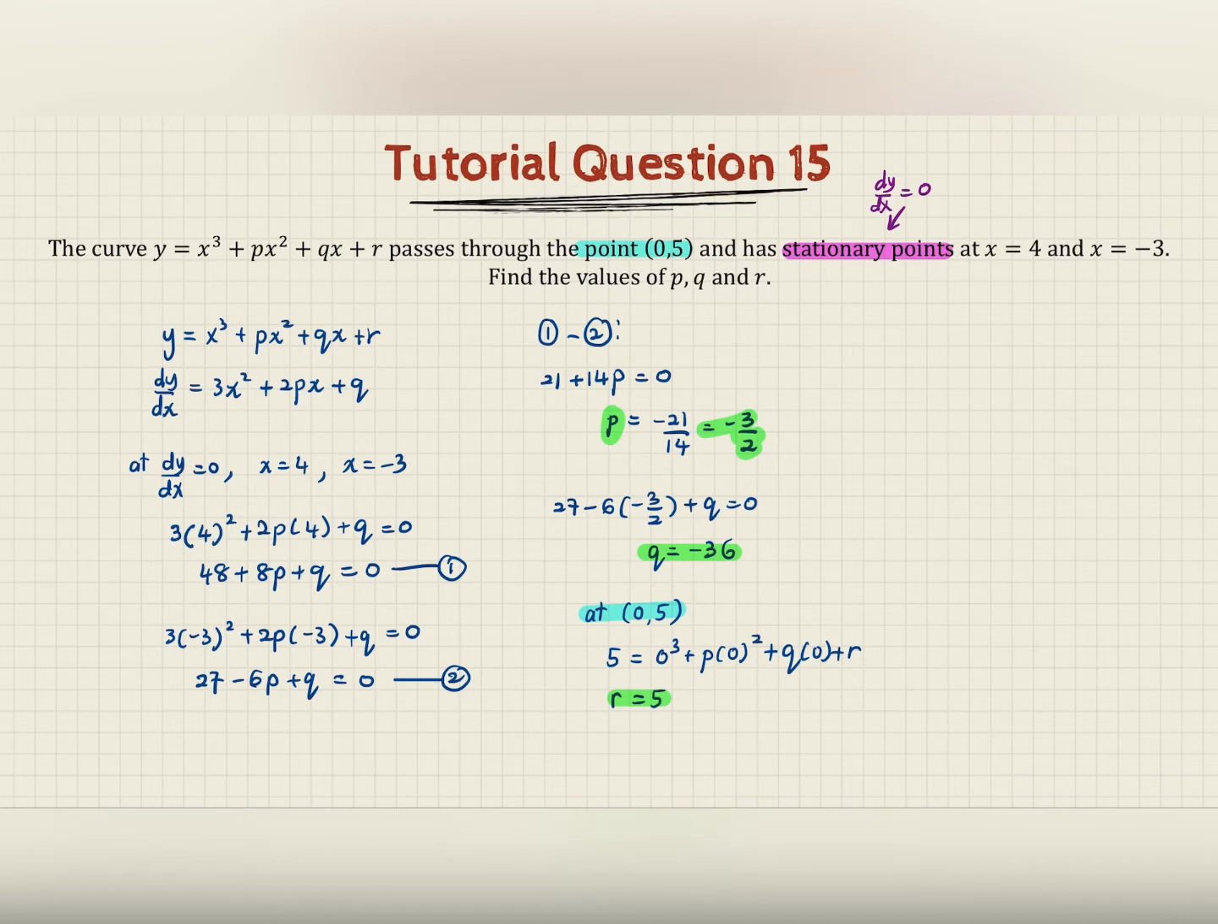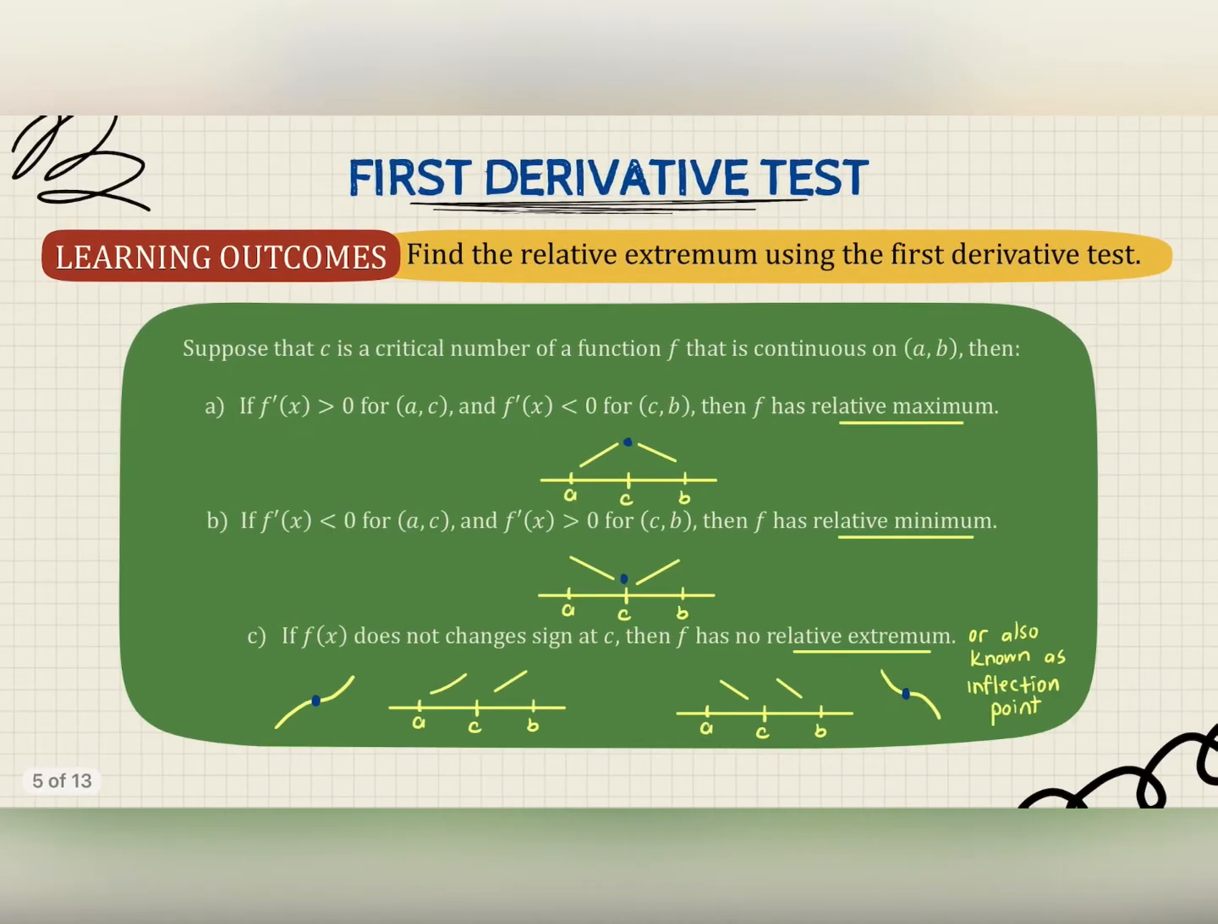Okay, so seterusnya kita akan pergi ke learning objective yang kedua. Okay, yang melibatkan first derivative test. Okay, so the learning outcomes here is find the relative extremum using the first derivative test. So, first derivative test ni merujuk kepada kita gunakan first derivative lah. Maksudnya kita hanya perlu cari dy over dx sahaja. And daripada situ nanti kita akan dapat tentukan either dia adalah maximum ataupun minimum point.